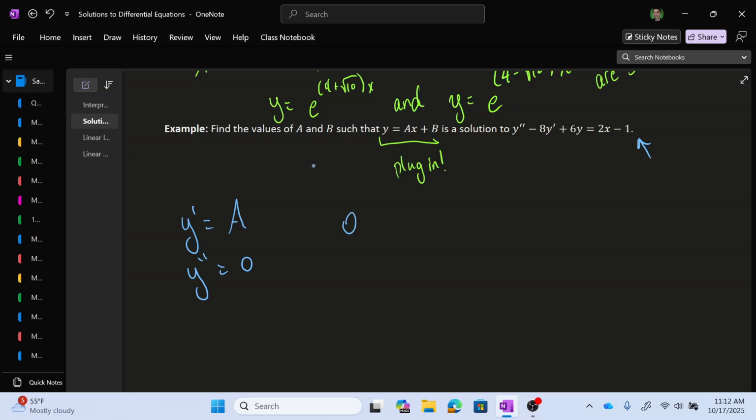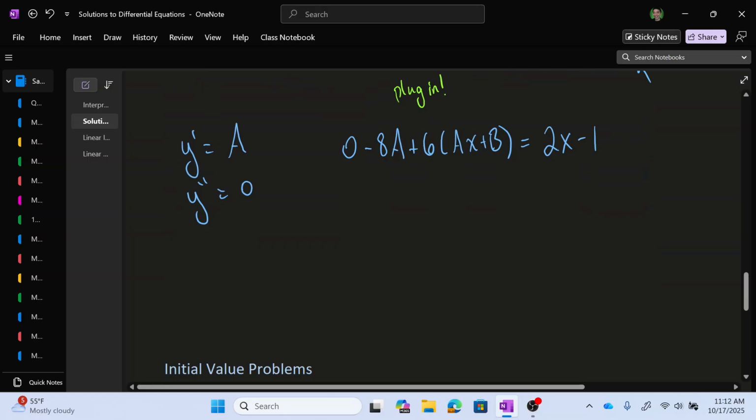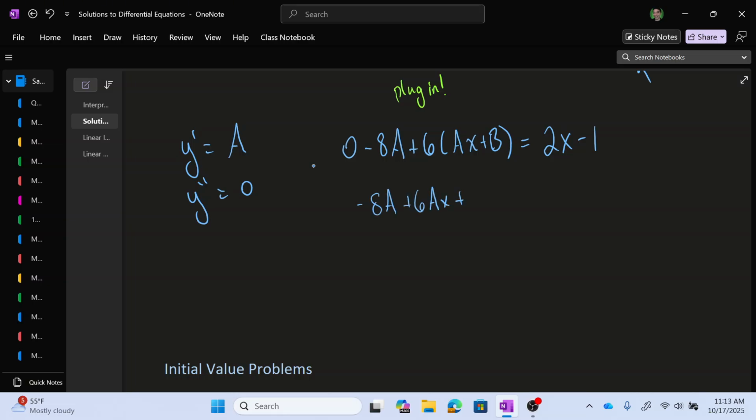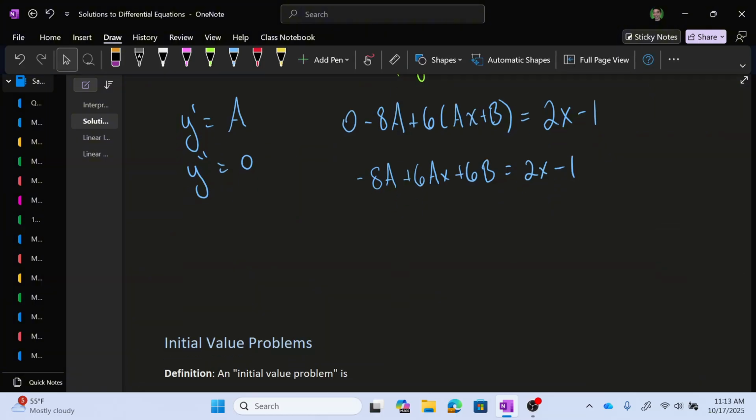So y double prime is 0. Then it's minus 8 times y single prime, which is a. Then it's plus 6 times the original y, which is the quantity ax plus b. And I need that to equal 2x minus 1 on the right-hand side of my equation in this problem. Now, if I clean this up a little bit, distributing that 6 on the left-hand side of the equation, I find myself in an interesting situation. I am looking in this problem for two unknowns. I am looking for A and B.